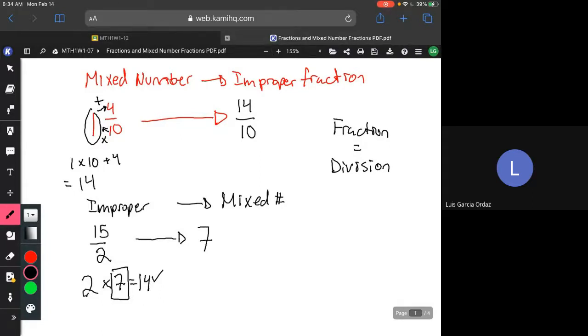However, there are 15 pieces. So how many pieces more do I need to get to 15? I'm at 14. How many more do I need? Your denominator always stays the same, by the way. Lauren? 1. So 15 over 2 is the same thing as 7 and 1 half. And if you do the method that Gabe mentioned earlier, 7 times 2 is 14, plus 1 is 15. So we get 15 over 2, which means these two are the same as each other.